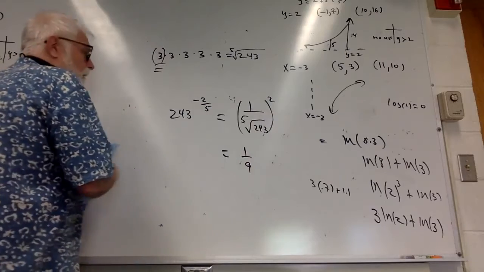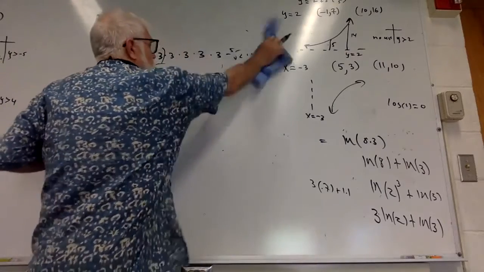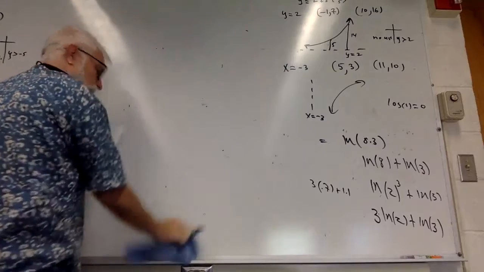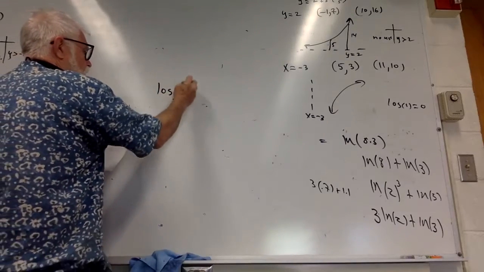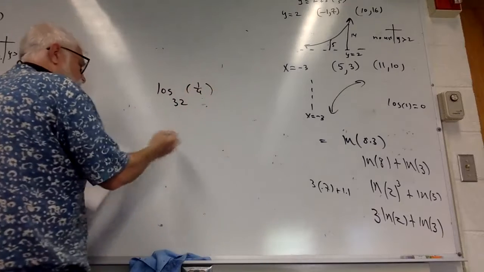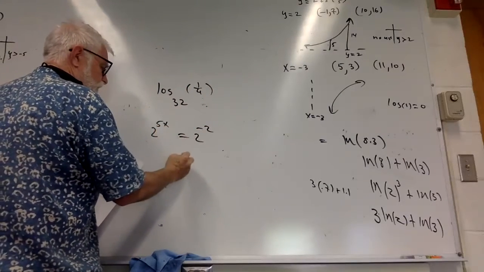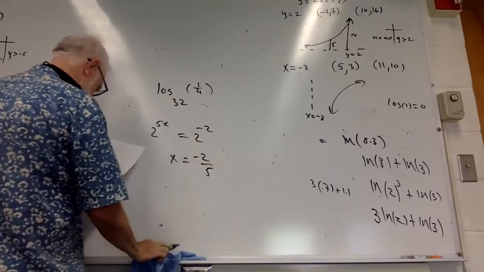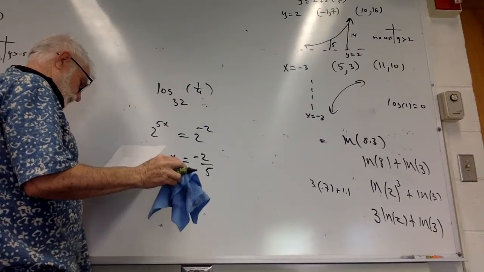Simplify. Simplify log 32, 1 over 4. Same base, that's 2 to the 5x equals 2 to the negative 2, so x equals minus 2/5. And fifth root, again, same calculation as the last one, actually.